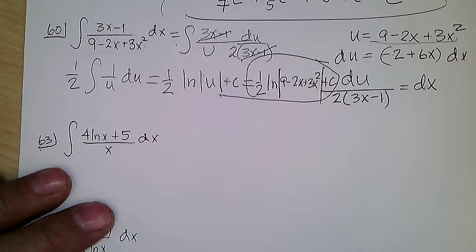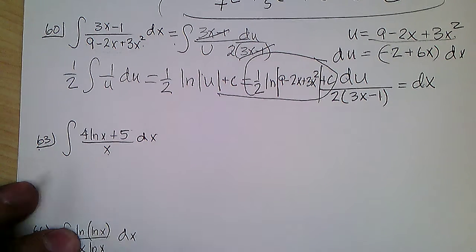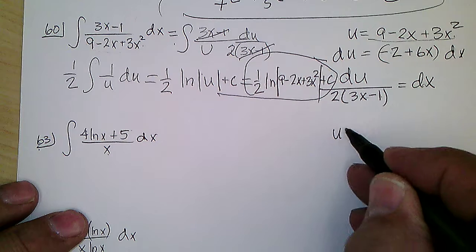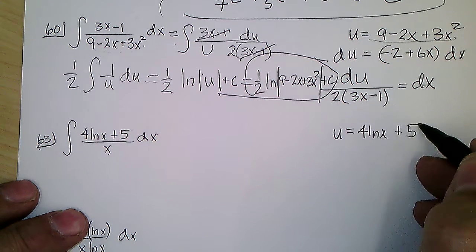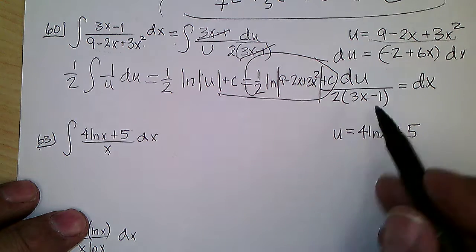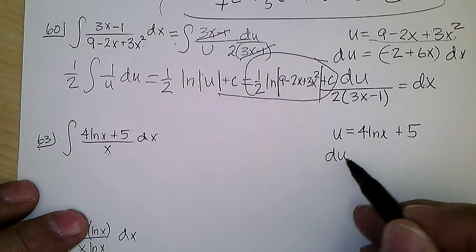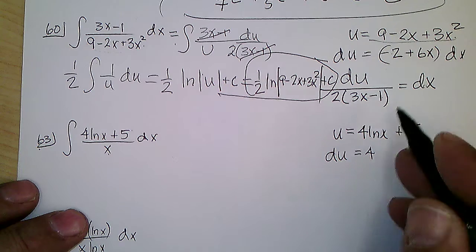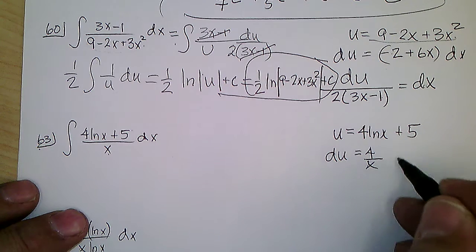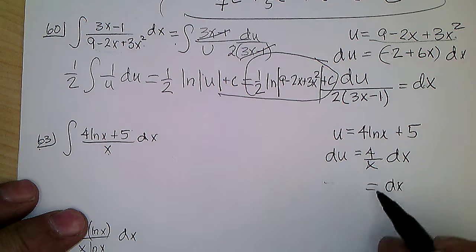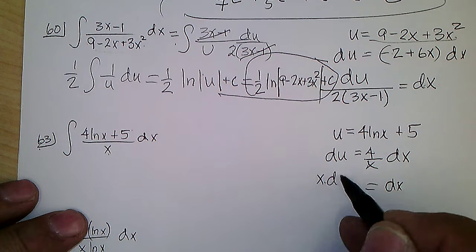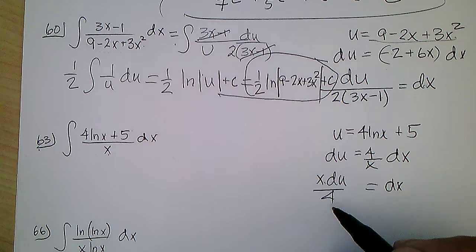Now this one, I saw some people splitting this up, but I think I would just let u equal 4 ln x plus 5. The plus 5 isn't a big deal when you're doing the derivative. du would be 4, the derivative of ln x is 1 over x dx. So dx would equal x du over 4.